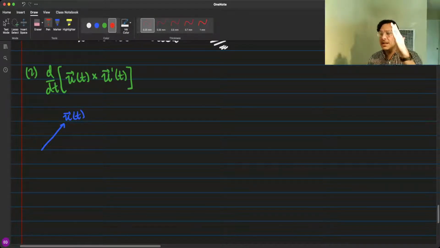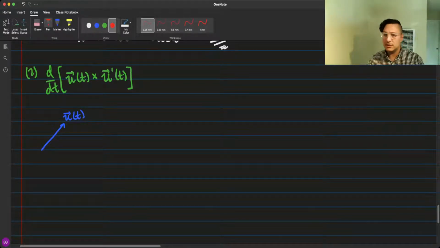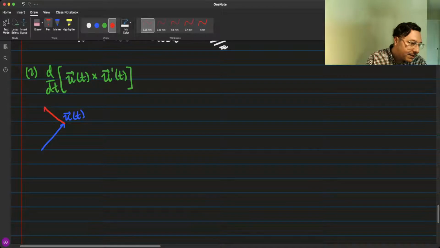So we talked about this last time. If you have a vector and its vector derivative, how do you position those two vectors? Yeah, they're orthogonal to each other. Awesome. So u of t is going to be over here, and u prime of t is going to be at a right angle.